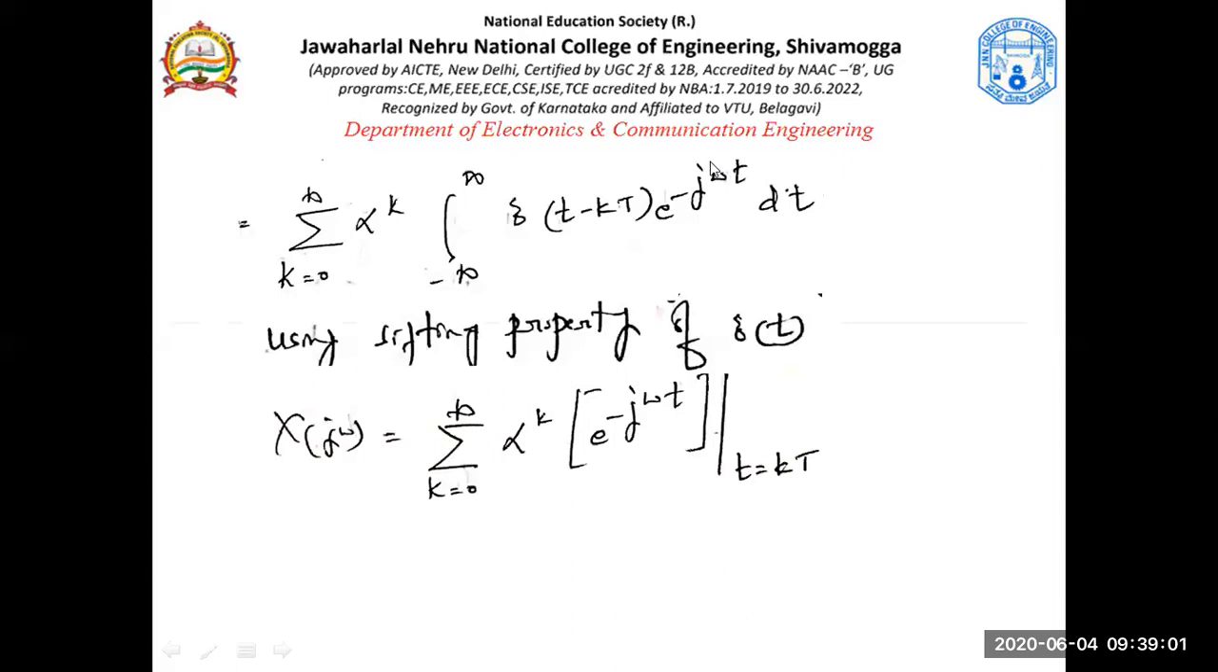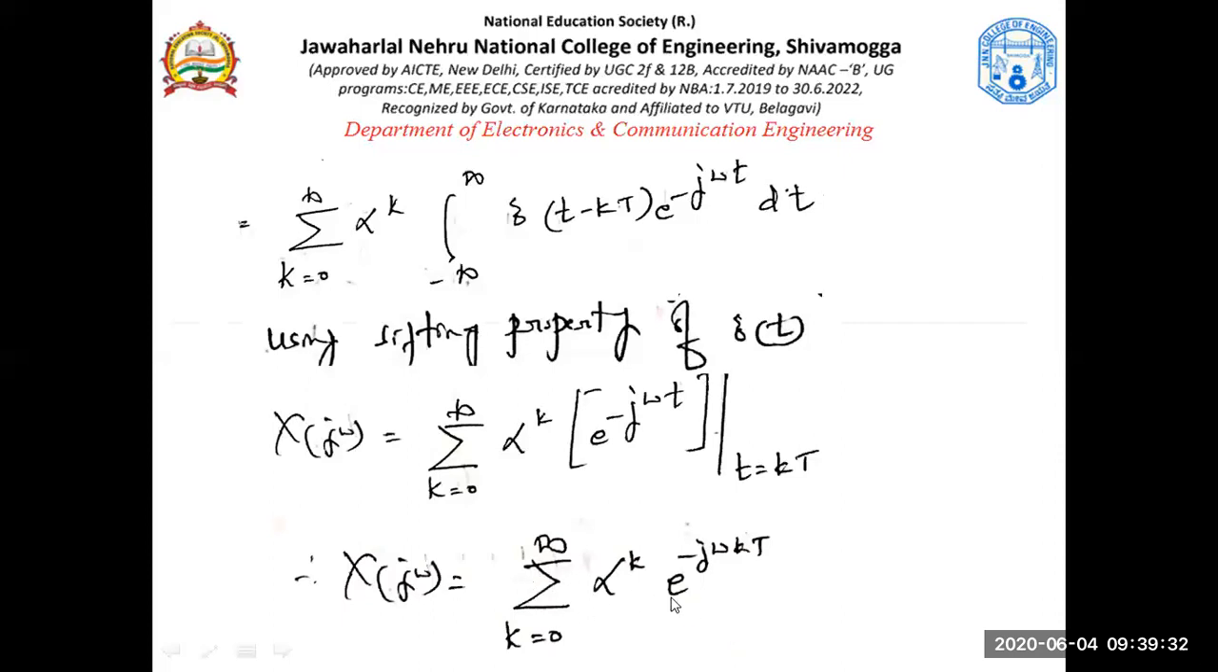So this exponential, or any function of t, needs to be evaluated at t where this impulse function exists. Since this impulse function exists at t equal to kT, this exponential needs to be evaluated at t equal to kT. This is how it looks. So t is substituted as kT, and the whole equation results in this.